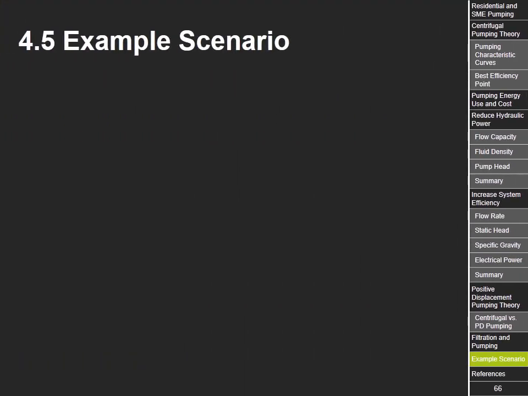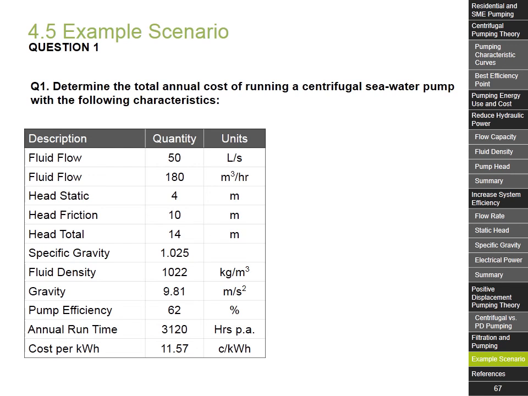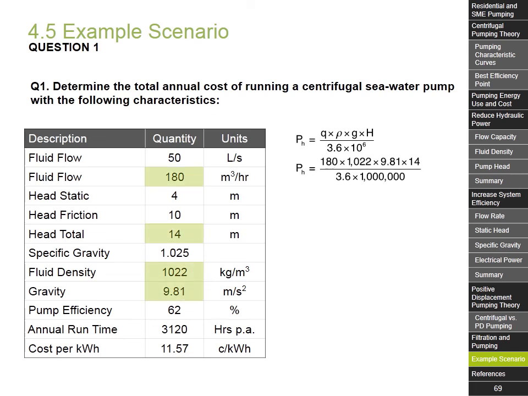Let's work through an example scenario. Question 1. Determine the total annual cost of running a centrifugal seawater pump with the characteristics shown in the table. Firstly, we'll calculate the power use of this system. Taking the information we know, begin calculating the hydraulic power. The total hydraulic power required to run the system to the required flow capacity is 6.86 kilowatts.